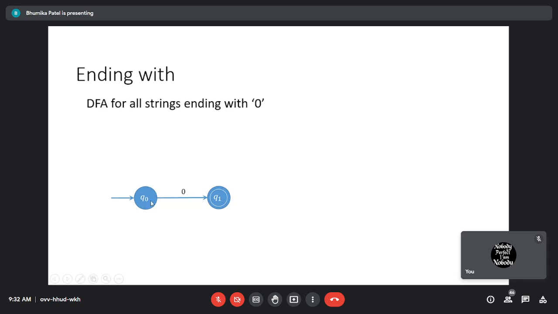Another thing: from Q0, can I show the self loop for 1? Can my string start with 1? Yes. My string can start with 1, but it must end with 0. So for 1 on Q0, we are going to show the self loop. Does everyone understand why it is 1 and why it is a self loop? Initially any number of ones can be allowed, but it must end with 0.